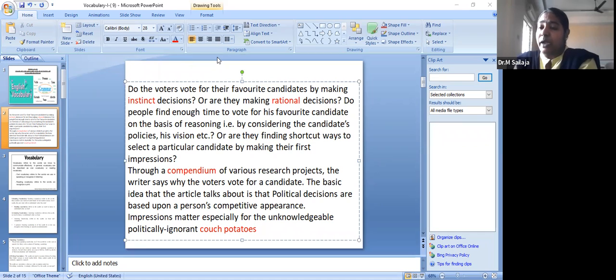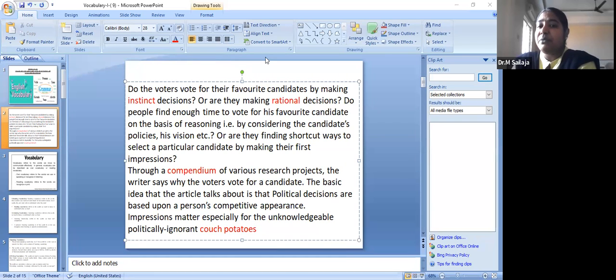So here, compendium means making a lot of research or search in an in-depth manner. Within this sentence, the meaning is that the writer has conducted a survey. The writer, the one who has written this text, has conducted a survey.